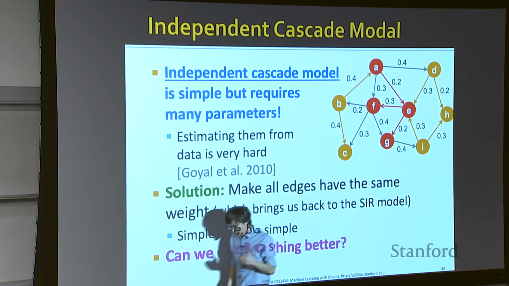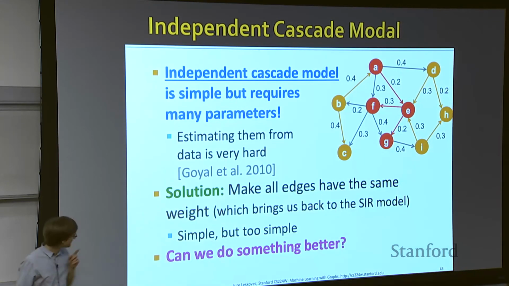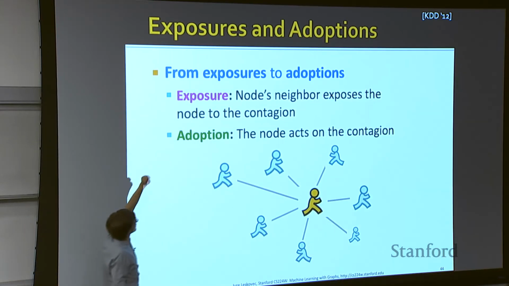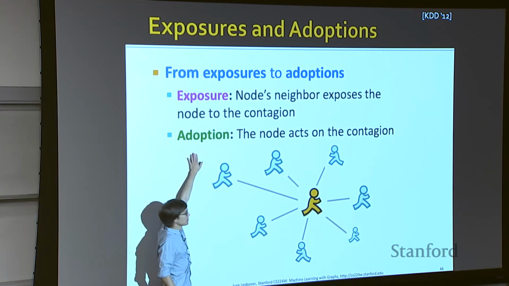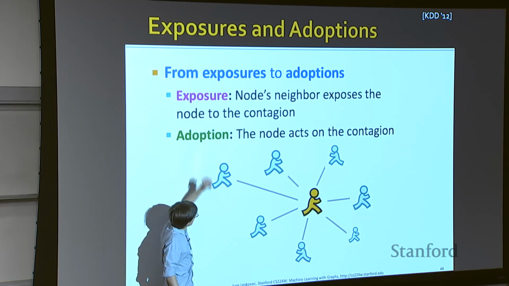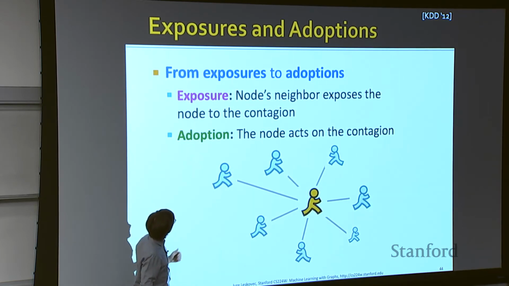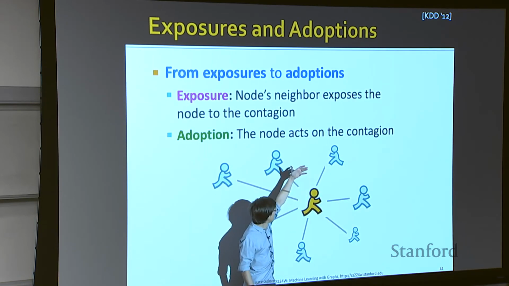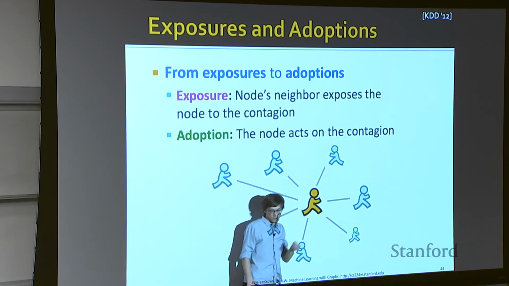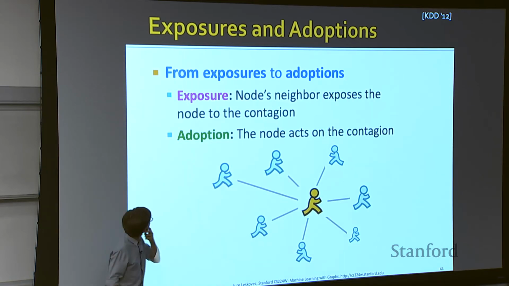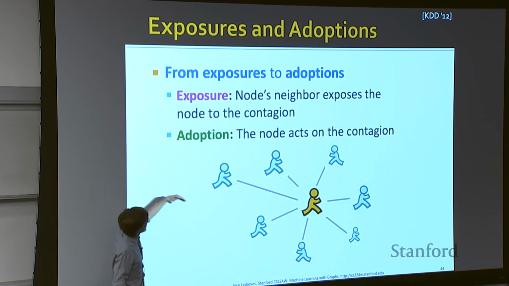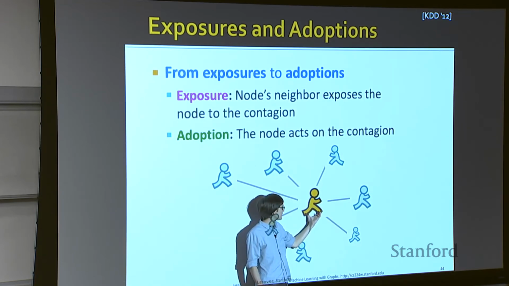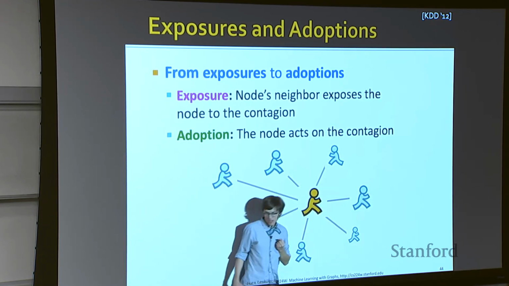So a good way to make these models more realistic is the following: you separate out the notion of exposure from the notion of infection or adoption, right? And the idea is that exposure happens whenever one of your friends exposes you to the virus, to the piece of information. And after every exposure, there is some random process that determines whether you will adopt or activate or not, right?